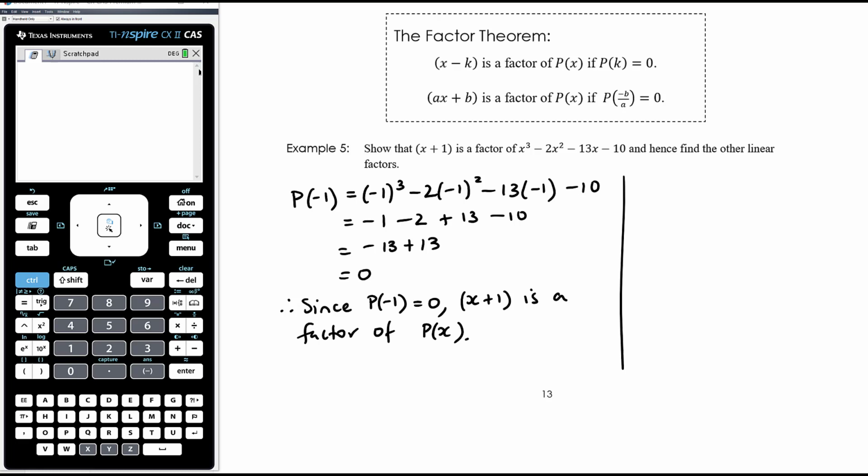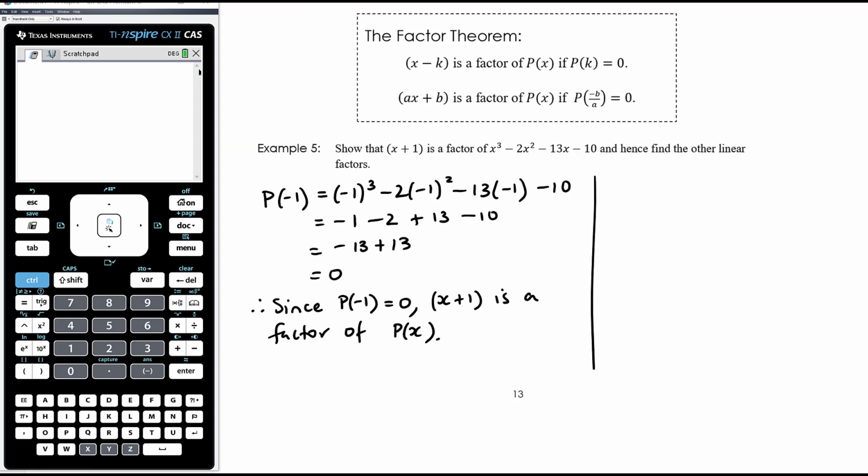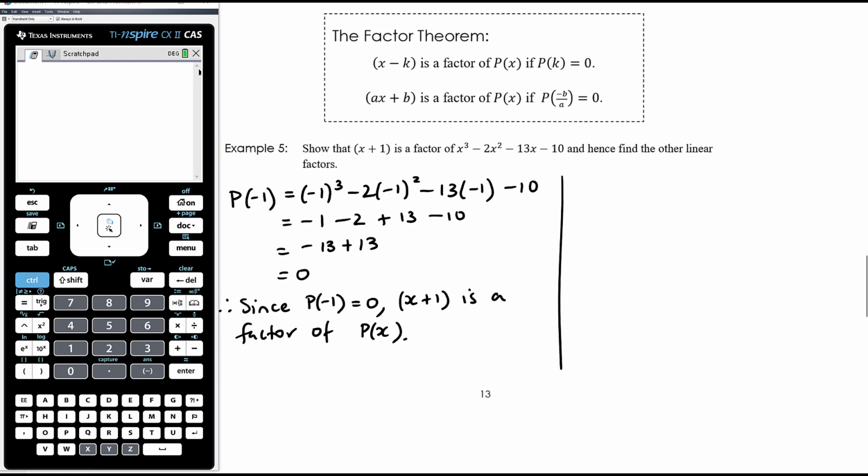Okay, then the second part of the question asks us to hence find the other linear factors. So if we know one factor, let's go back to numbers. If you know that 3 is a factor of 24 and you want to find another factor, you're going to divide 3 into 24 to learn that 8 is also a factor. So if I know that x plus 1 is a factor of p of x, I'm going to divide x plus 1 into p of x to find the other factor or factors. x cubed minus 2x squared minus 13x minus 10.